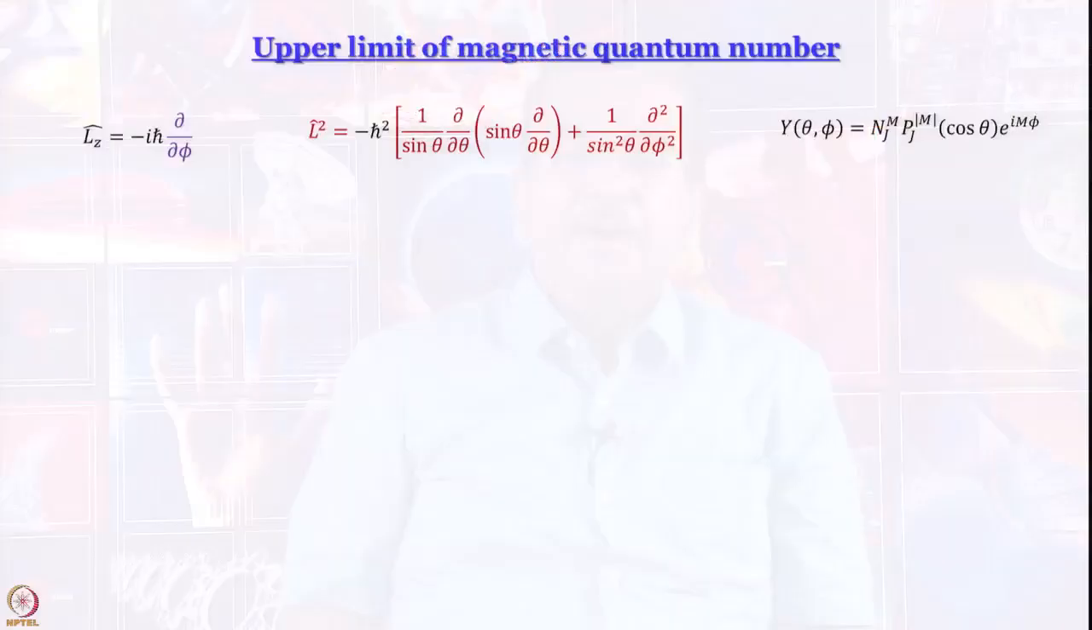Great. Now, with that understanding, let us conclude this part of the discussion with something really nice, something that we sort of skipped, giving a hand-waving argument while talking about the rigid rotor. I am talking about why there is an upper limit of the magnetic quantum number. To do that, let us work with the Lz operator, the L square operator and the spherical harmonics, the wave function for the rigid rotor. We will get the same wave function for the hydrogen atom later on.